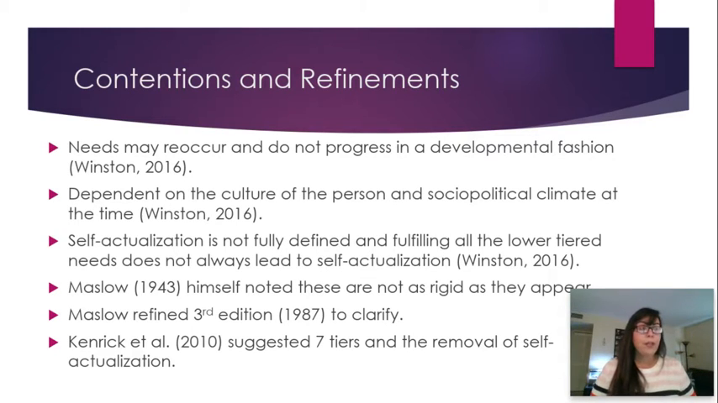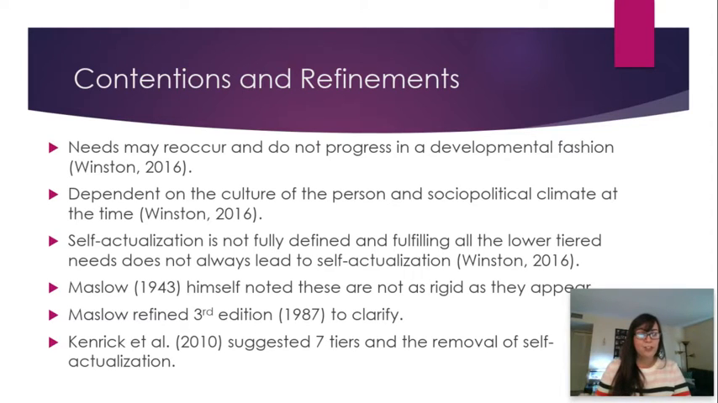Another argument contends that self actualization is not fully defined, and having one's basic needs met does not always lead to self actualization. In Maslow's original formulation in 1943, he discussed that while the hierarchy appeared to be fixed, it is not as rigid as it may be implied and does not require 100% satisfaction to move on to another need. He later refined his theory in the third edition of his book, Motivation and Personality, in 1987, to clarify that needs are not required to be met in full before moving up to the next set.